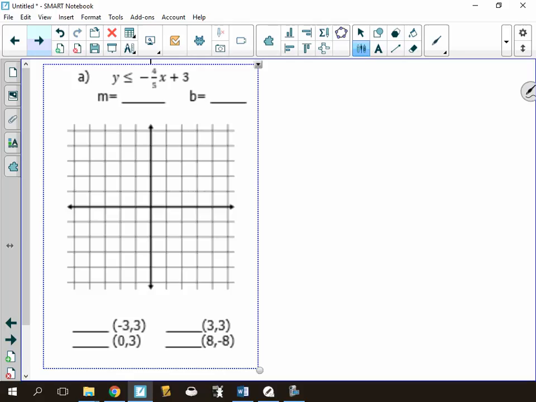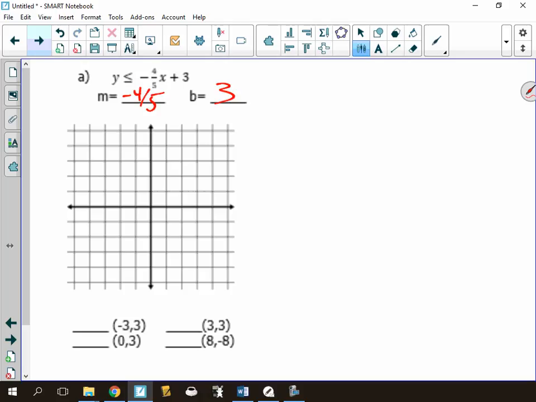All right, for this one, let me just make this a little larger. So now instead of an equation, we have an inequality. We do it the same way. The slope is still -4/5. The y-intercept is still 3. But because this is y is greater than or equal to, we will draw in a solid line. Let me just fix that. And because it's an inequality and y is less than, we will shade down.